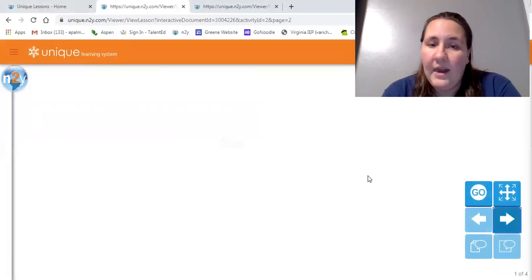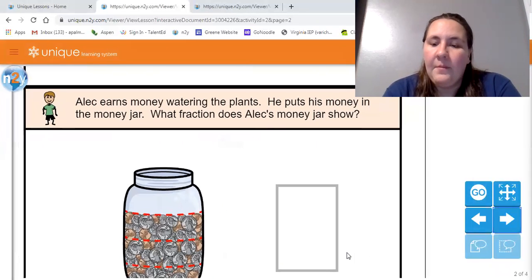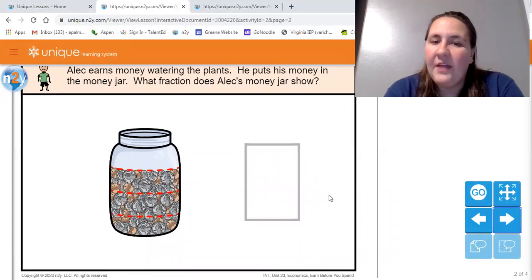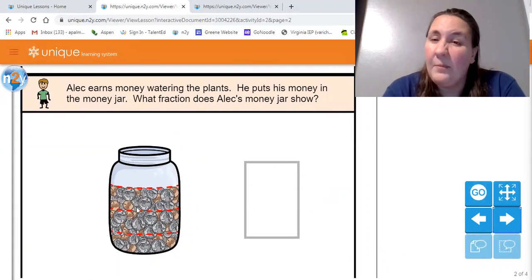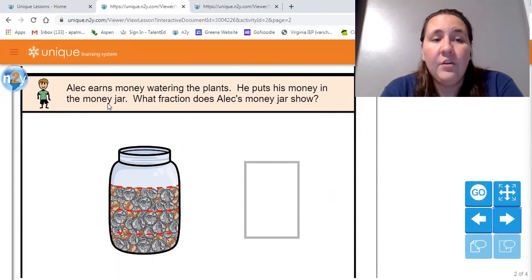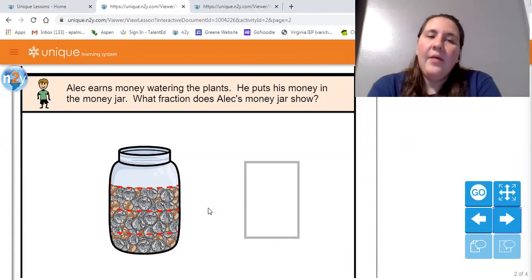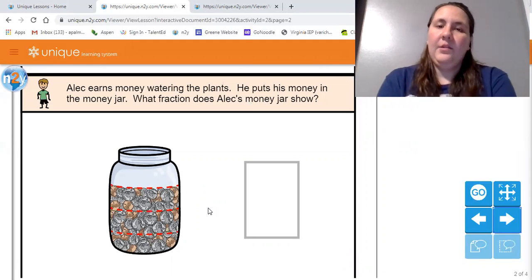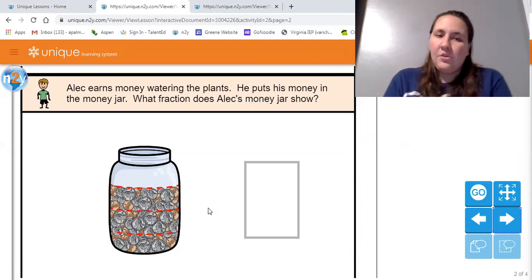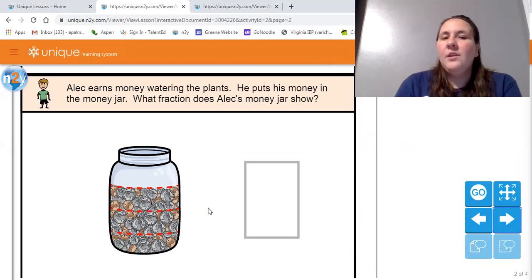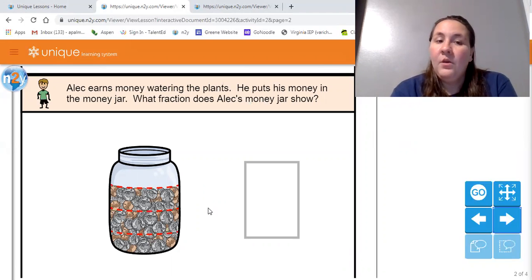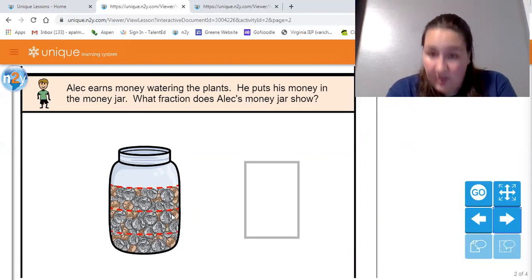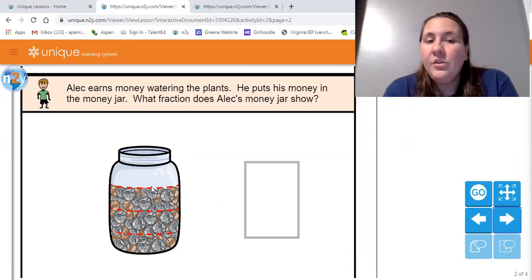Let's do some practice now, looking at some money jars and seeing if we can find the fraction that tells us what number this is, okay? So first we'll read our question and then we'll go through it together. Alec earns money watering the plants. He puts his money in the money jar. What fraction does Alec's money jar show? So we're looking for a fraction, so I know I don't need to count all this money up because that would take me forever, right? I just want to know what fraction of my jar is full.